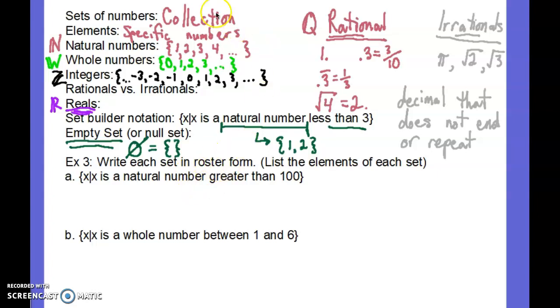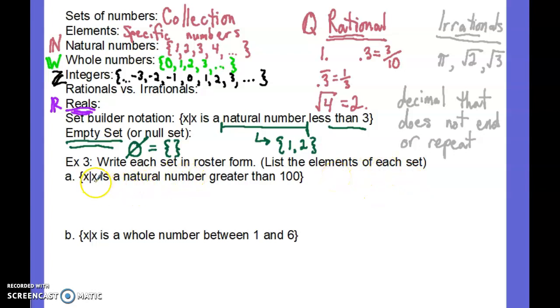So this is the second part of the video and of section 1.2. What they're asking you to do is just write this example in roster form, which is what we mentioned in the first one. So basically just listing the elements of each set.